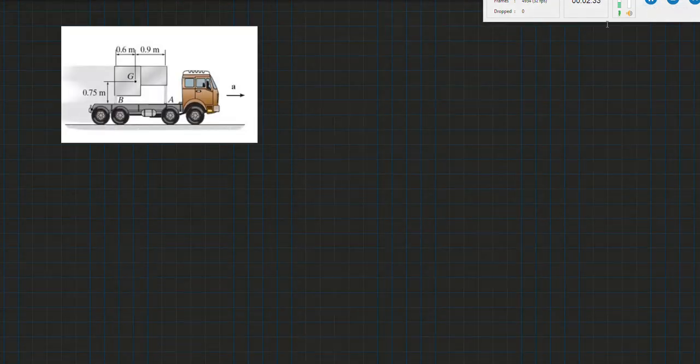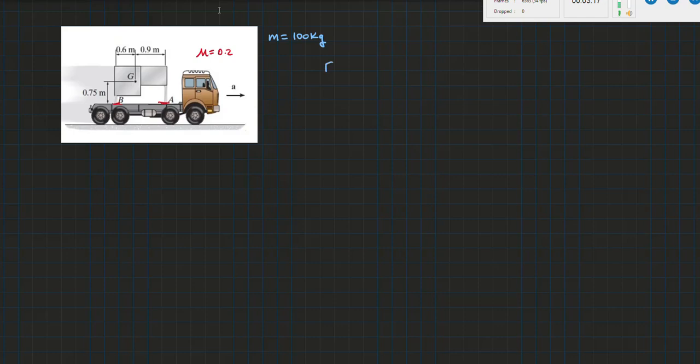All right, so let's look at an example. We have a truck accelerating down the road, and there's a table or a desk sitting in the bed of the truck here, and the legs are positioned at B and A. The center of gravity of the desk is at G, and there is a coefficient of friction of 0.2 on this truck bed between A and B. It has a mass, let's say, of 100 kilograms.